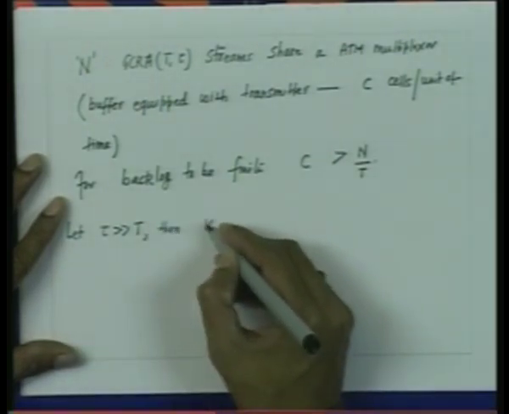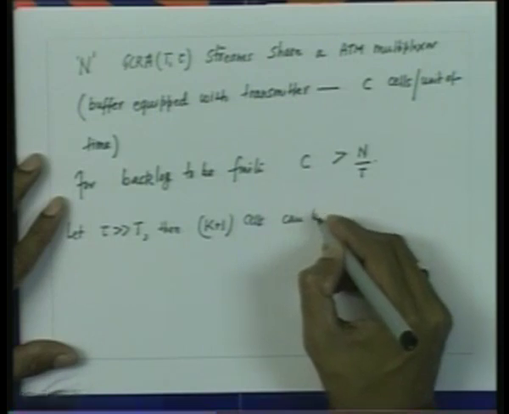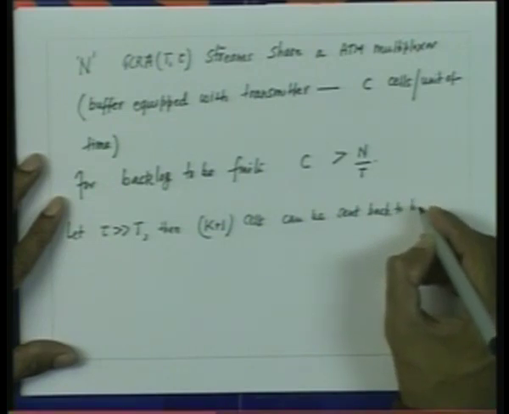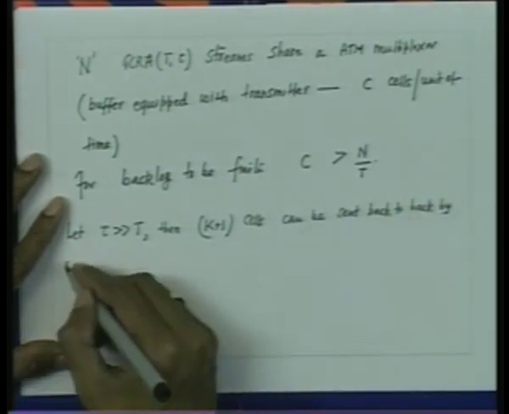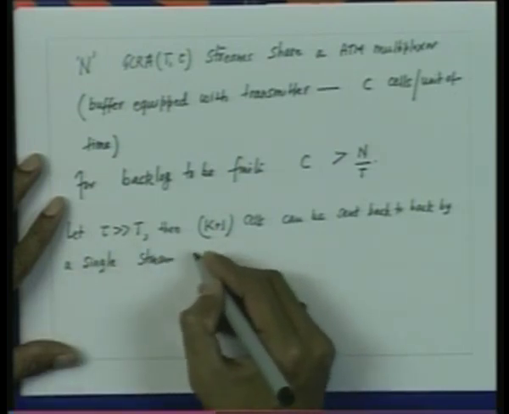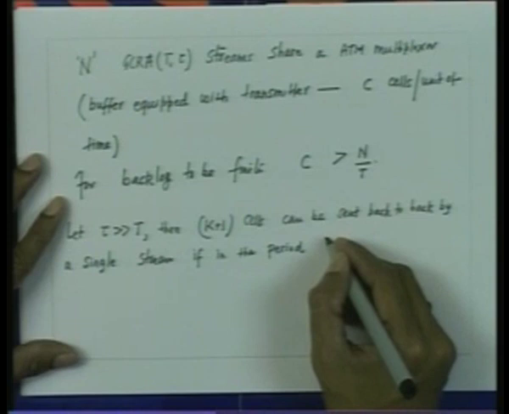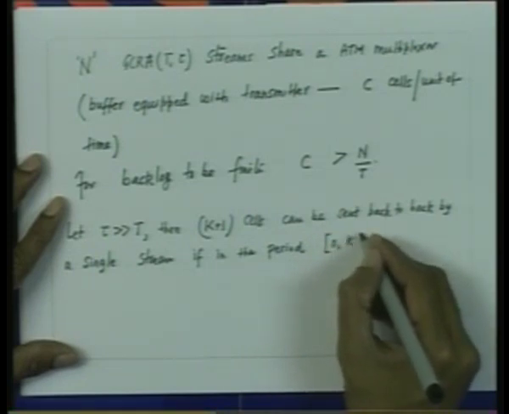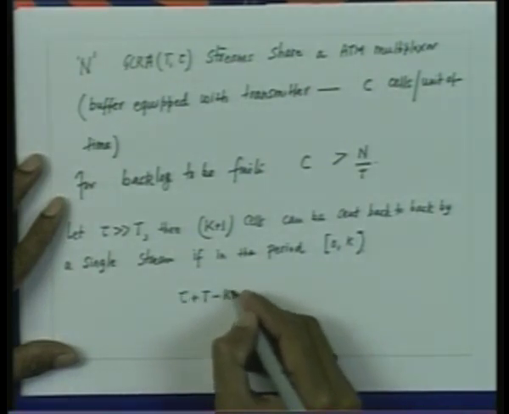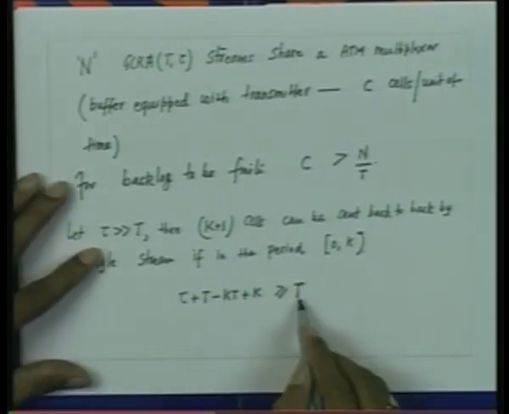Then k plus 1 cells can be sent back to back by a single stream if, in the period 0 to k, we have this quantity T plus tau minus kT plus k should be greater than or equal to T. Now why this?